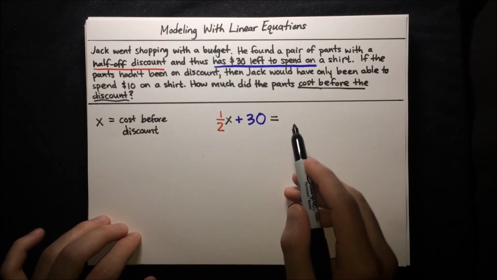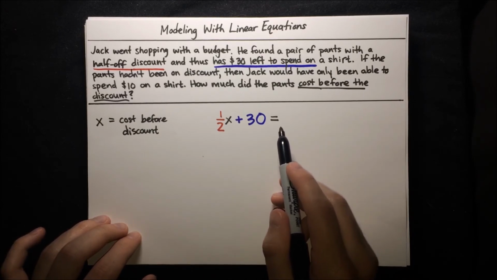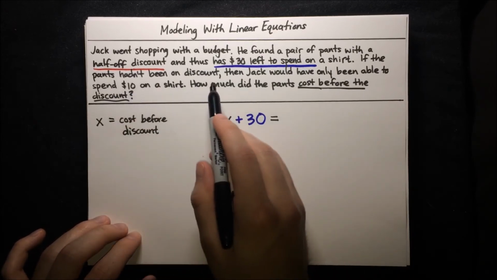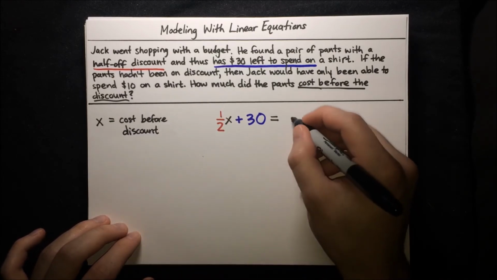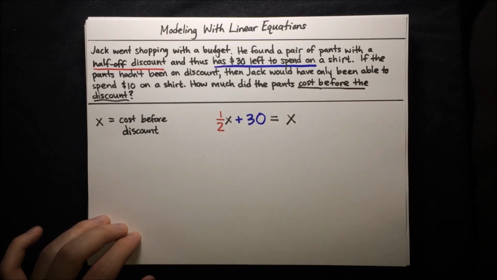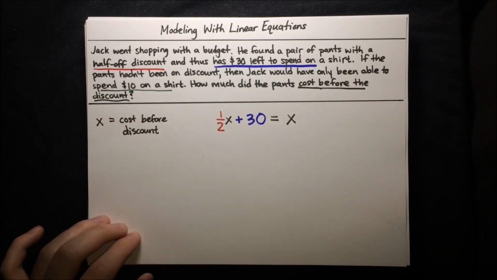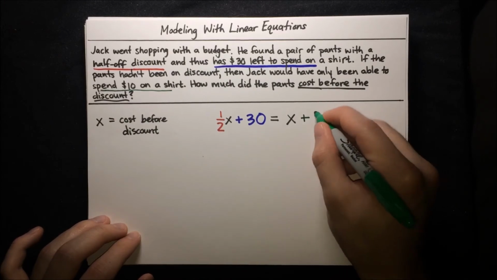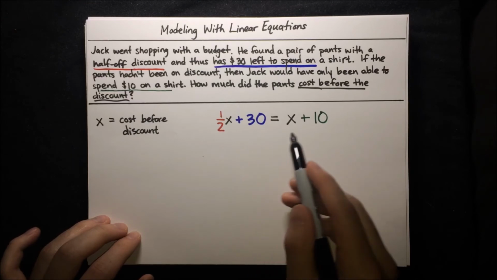So how much would he be spending in that scenario? Why don't we write down an expression to represent that? So if the pants hadn't been on discount, then he'd be paying the full price for the pants, the cost before the discount. So we just have x, and then he would have only spent $10 on a shirt, which means only $10 would have been added to the total bill. Alright, great, so now we've got an equation that we can solve.